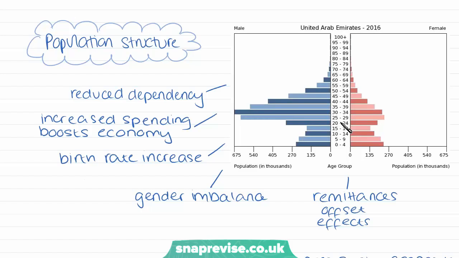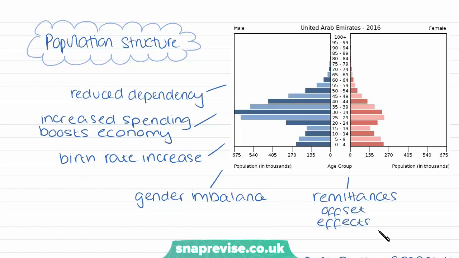So essentially they are in a period of demographic dividend, which we learned about in previous videos, when the number of economically active people is greater than the number of dependents, the old people and the very young people. So they're going to have increased spending, and this will boost the economy. So there'll essentially be reduced dependency. The birth rate will also increase from the increased number of adults and young adults. This has caused a gender imbalance that we can see in proportion to the number of females and the number of males. It's not a very even pyramid on either side.